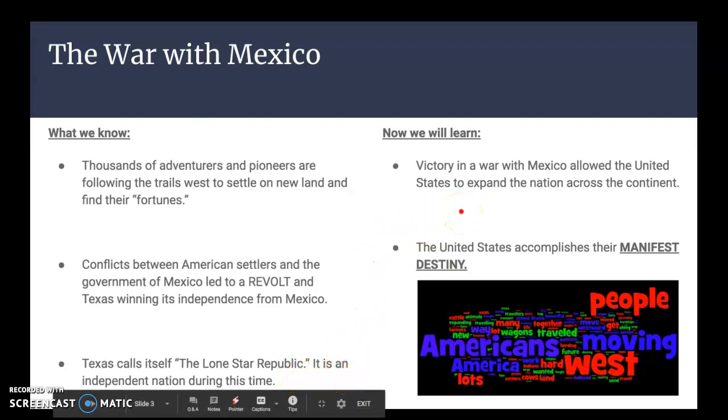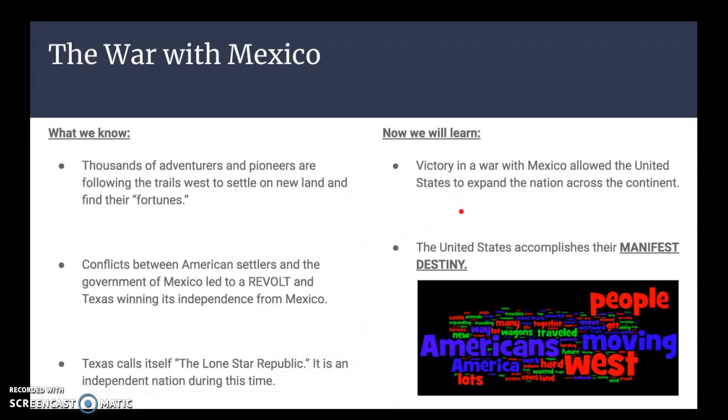Now we are going to learn that victory in a war with Mexico allowed the United States to expand the nation across the continent, meaning from the Atlantic Ocean to the Pacific Ocean. And the United States accomplishes their manifest destiny.